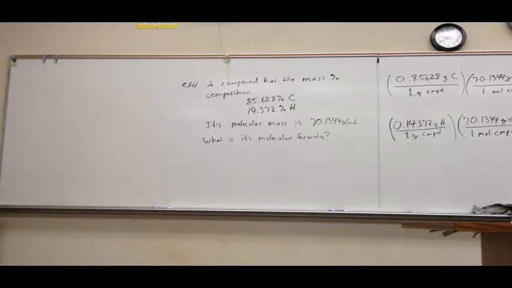Now we know how many grams of carbon in 1 mole of the compound, how many grams of hydrogen in 1 mole of the compound. We're going to convert the grams of carbon to moles, grams of hydrogen to moles, using the molar mass of the elements.